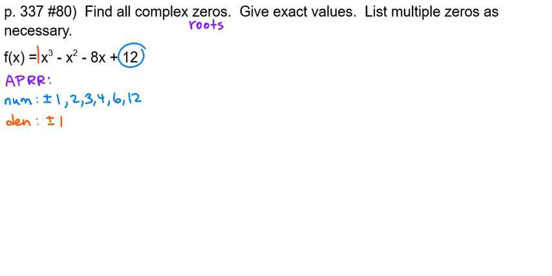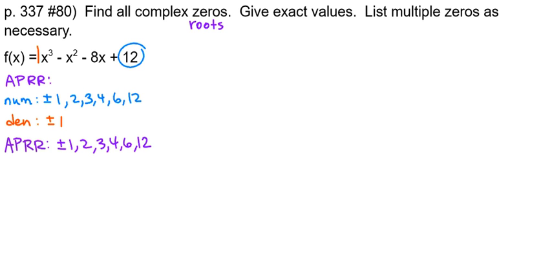And then when you put together all those numerators with all those denominators, you get your APRR list. All possible rational roots is what APRR means. So everything over 1 is just going to be plus or minus 1, 2, 3, 4, 6, and 12. Okay, we know that if there are any rational roots, they have to come from that list.